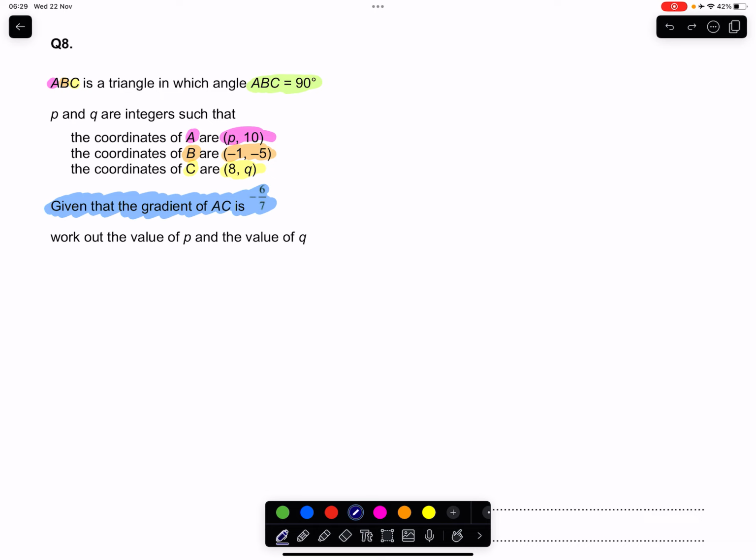Now the only thing that we know for sure is what's in blue. That gradient of negative 6 over 7 is going to be a line that's sloping down the way, but not that steep. So that there, I'm going to make as AC. So A, I'm going to call this point here. C, I'm going to call this point here. And it doesn't really matter if that's accurate or not, it's going to get the job done. So P comma 10, 8 comma Q are those.